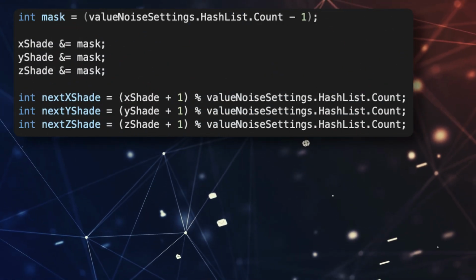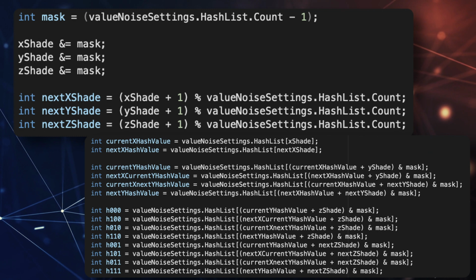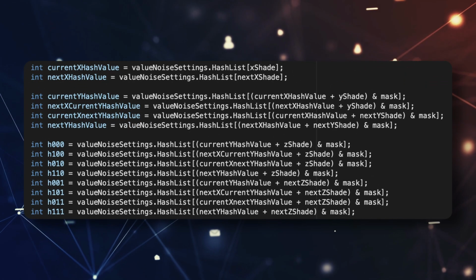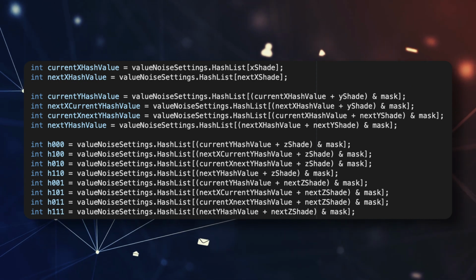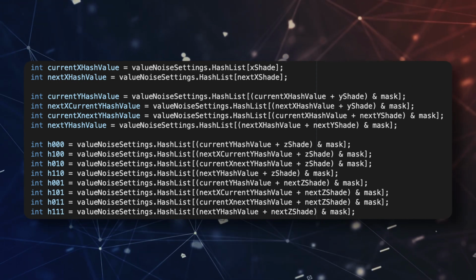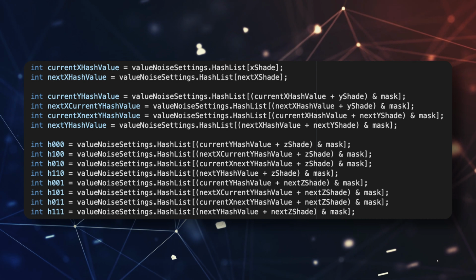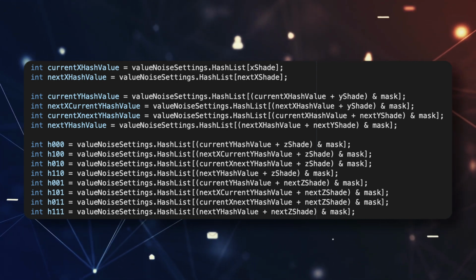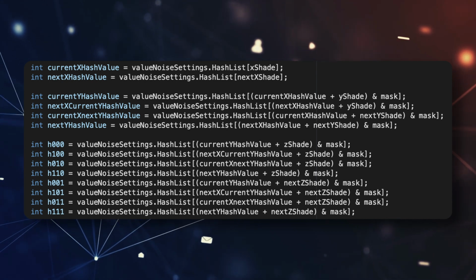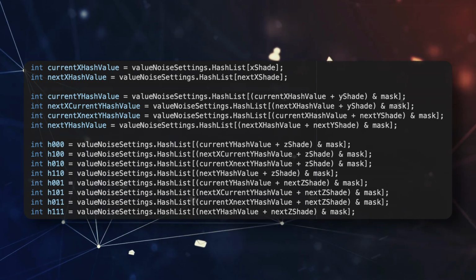This operation leads us to get the hash value, or in other words, the grayscale value of our first control point. And finally, we get the shade of the next control point, because we know that a point is always contained between two control points in the grid. And we get its grayscale shade. We do all of this for each single coordinate.